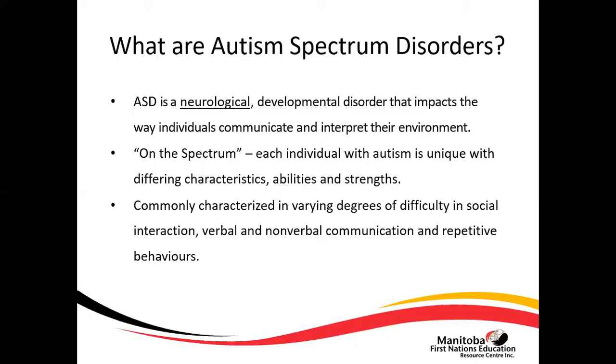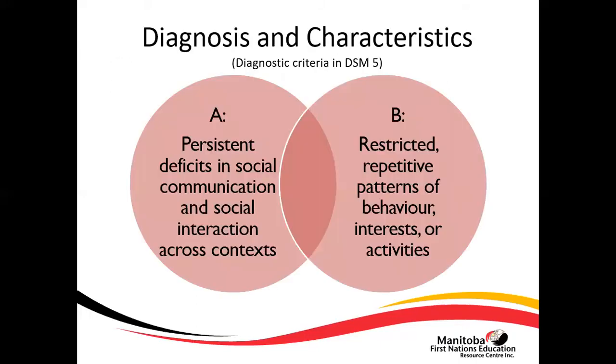And lastly, autism spectrum disorders is commonly characterized in varying degrees of difficulty in social interaction, verbal and nonverbal communication, and repetitive behaviors. So this is the criteria of ASD that's outlined in the 5th edition of the Diagnostic and Statistical Manual of Mental Disorders. So this is the criteria that doctors and psychologists and psychiatrists use when evaluating individuals for ASD.